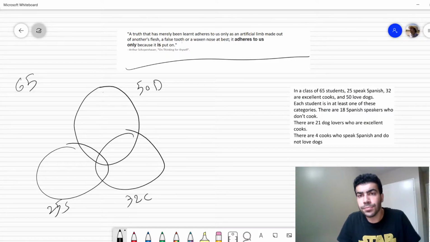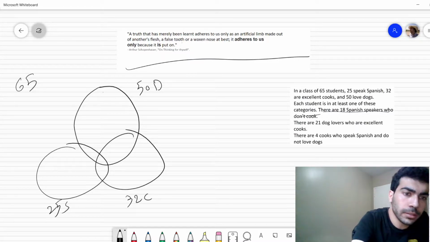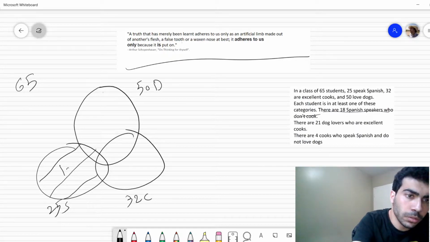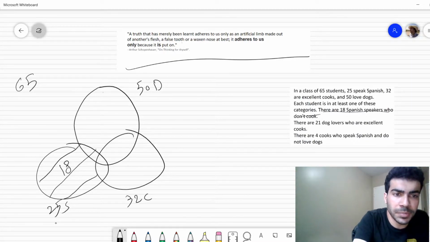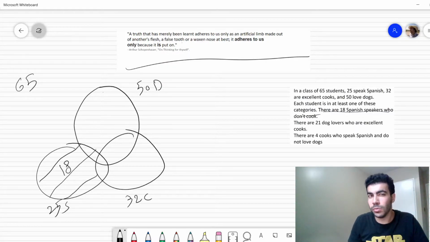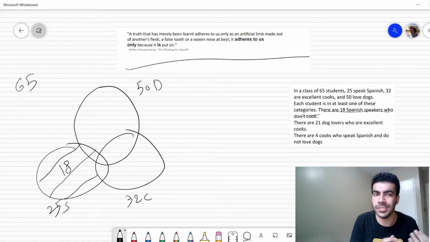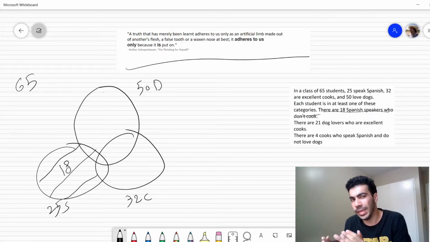For example, there are 18 Spanish speakers who don't cook, right? So I know that this area, 18 people, they are Spanish speakers, but they cannot cook. And I can also extract the fact that the rest of Spanish speakers can cook. If there are 18 of them who can't cook, then the rest of them can cook.